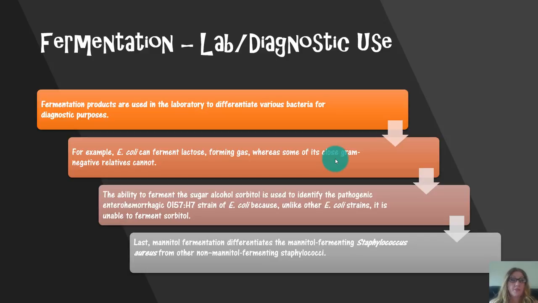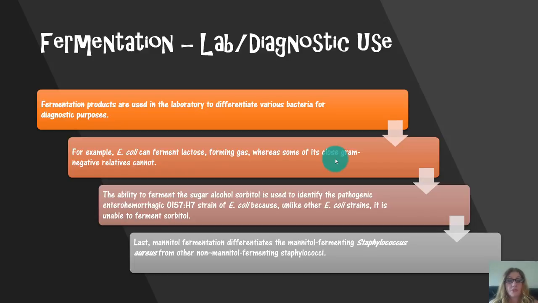We also can use fermentation products for lab and diagnostic use. For example, fermentation products are used in the laboratory to be able to differentiate different types of bacteria from one another. E. coli can ferment lactose, and they form gas, whereas some of its close gram negative relatives cannot. So that's a good test that can be used in the lab to distinguish it.